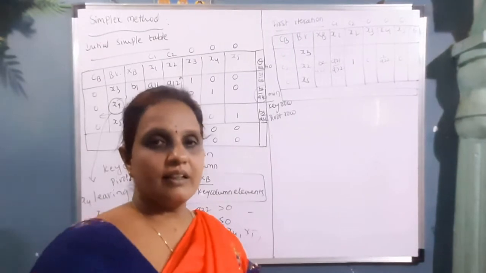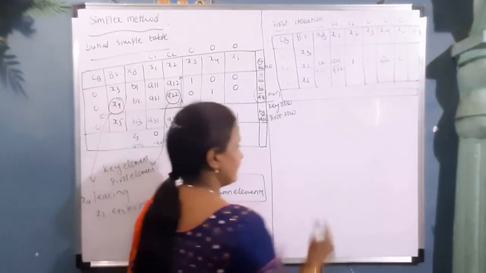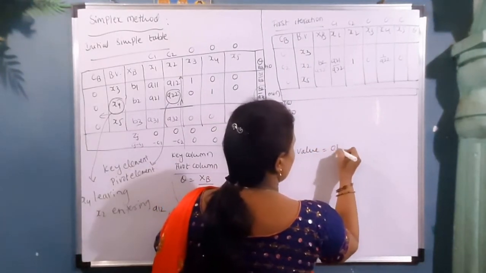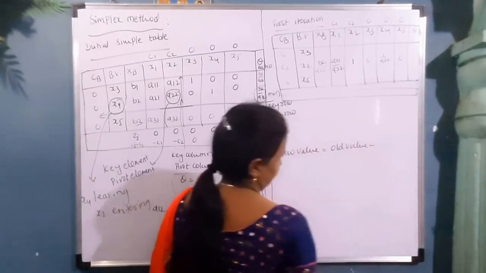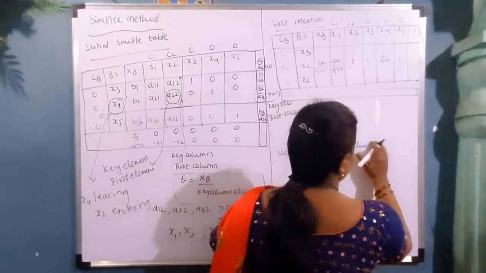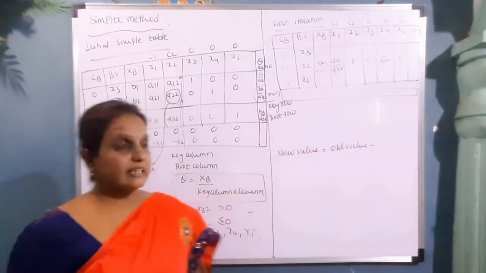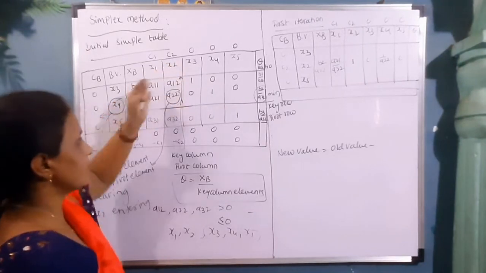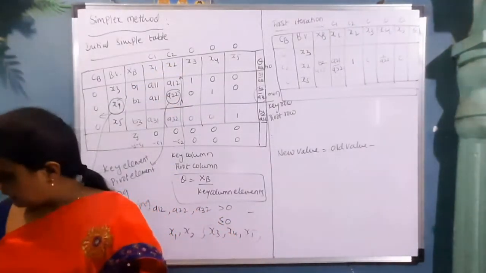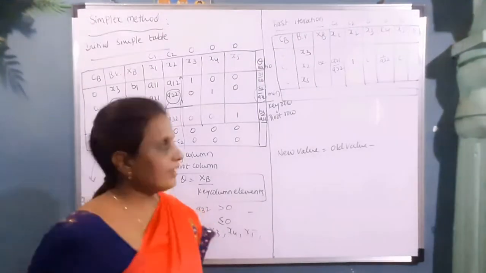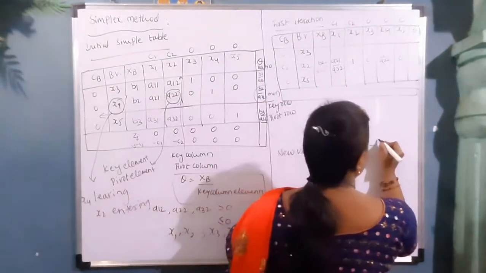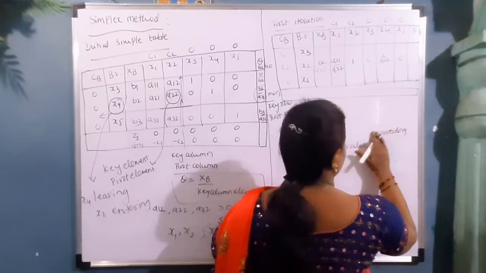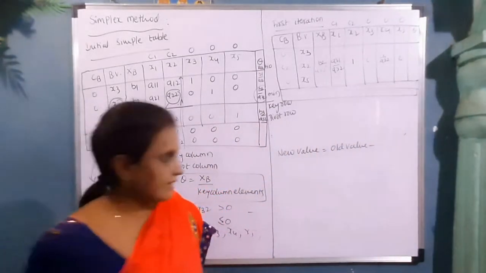So there is a formula to find the other values, that is new value equal to old value minus, we will see the key element is there, so its corresponding column value, row value we will consider. So that's why there is a formula, old value minus corresponding, I will write it down on the next slide.